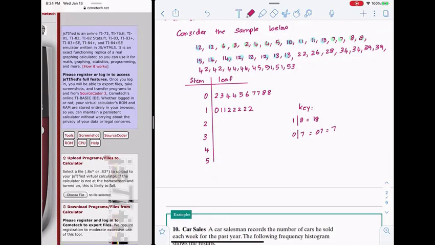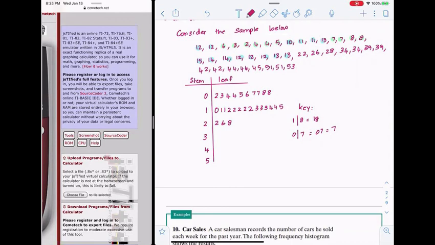3 13s, 2 14s, and 1 15. Now we move on to the 20s, and it seems like there are only 3, which is 22, 26, and 28. So 2, 6, and 8. So I would have 22, 26, and 28.